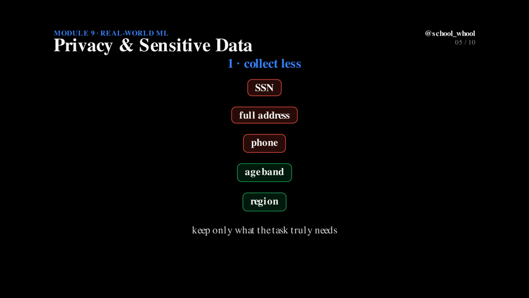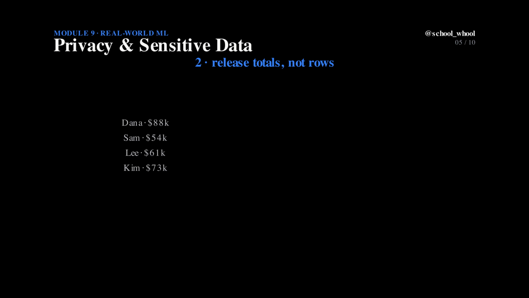2. Release totals, not rows. Instead of publishing each person's income, publish the average for a group. The useful pattern survives, but no single individual is exposed.